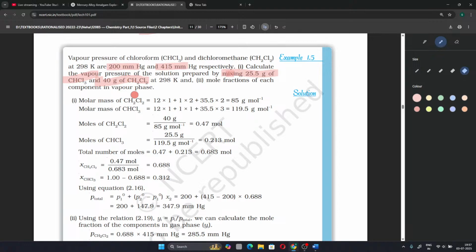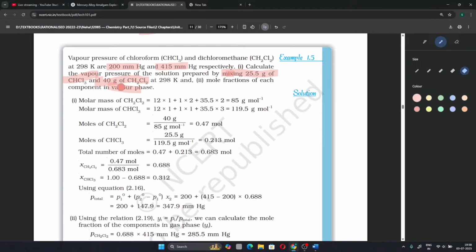Then we know from Dalton's law that the total vapor pressure is equal to the sum of the individual partial pressures. When we calculate using Raoult's law, we get the individual partial pressures of both chloroform and dichloromethane. We add both and we get the total vapor pressure. That is the answer to the first question, the total vapor pressure of the solution. And the second question is the mole fraction of each component in the vapor phase. They are not asking about the liquid phase, they are asking about the vapor phase.